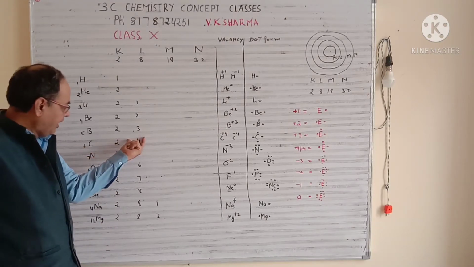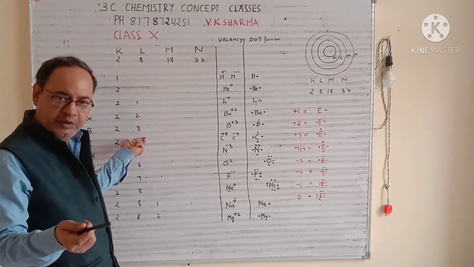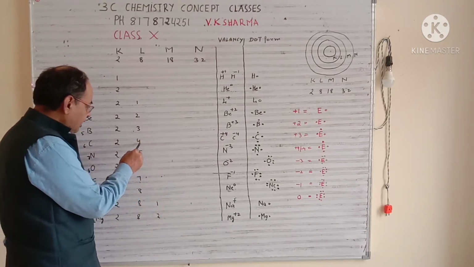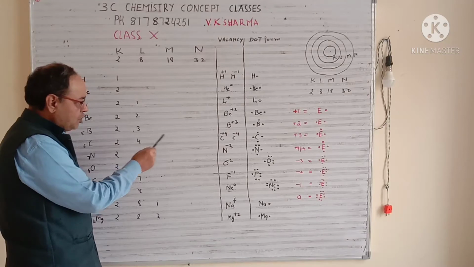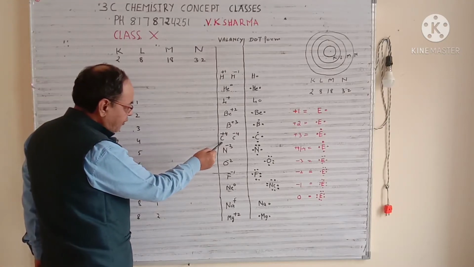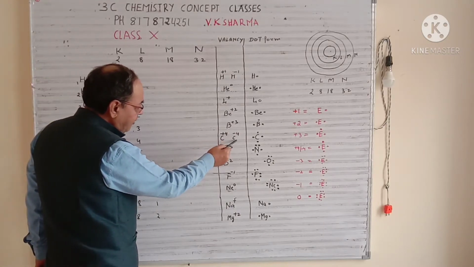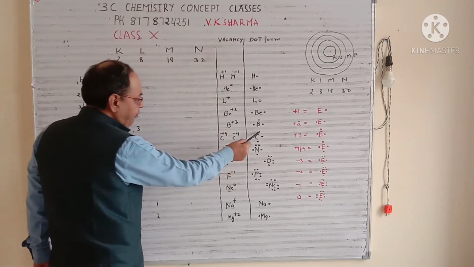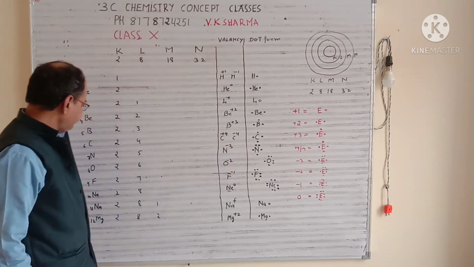So at mid order, what happened? It can take as well as it can give. So it can take 4, it can give 4. When it gives 4, it is called carbon 4 positive. When it takes, it becomes carbon 4 negative. And 4 electrons are represented this way.